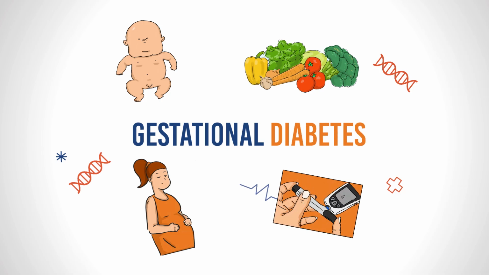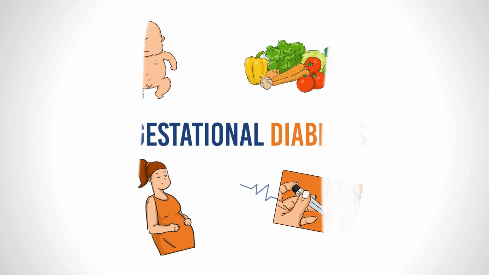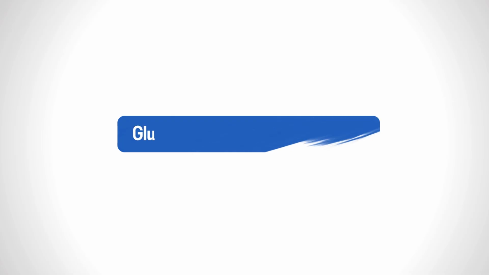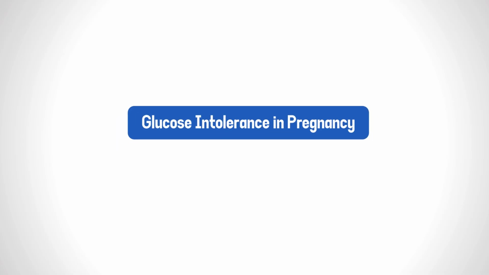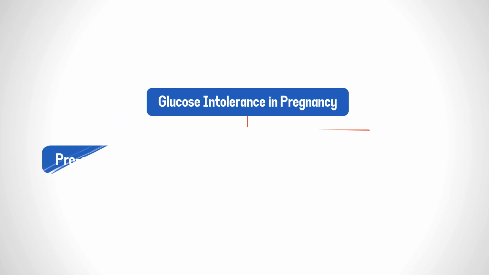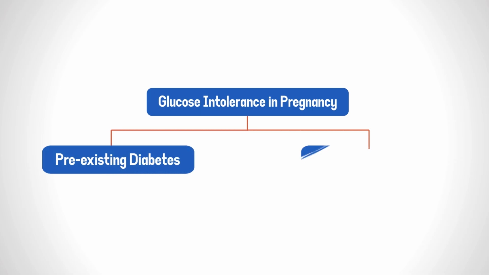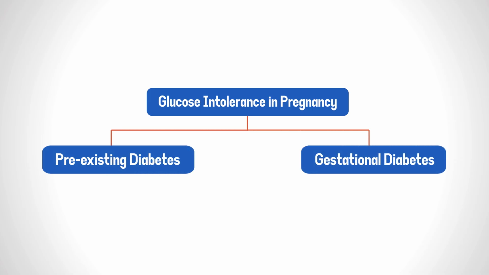Gestational diabetes. There are two main categories of diabetes mellitus encountered during pregnancy: pre-existing diabetes mellitus and gestational diabetes mellitus. Let us go through the various complications and management of each of these types.